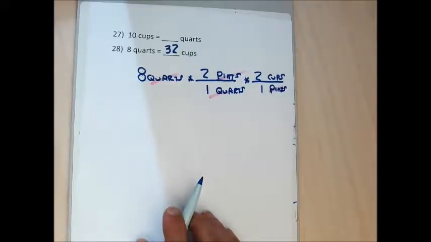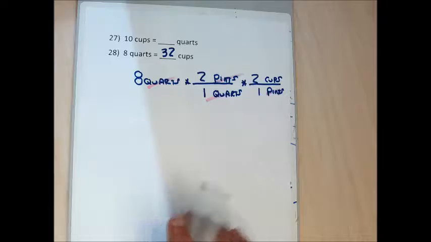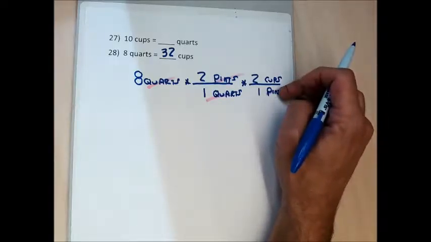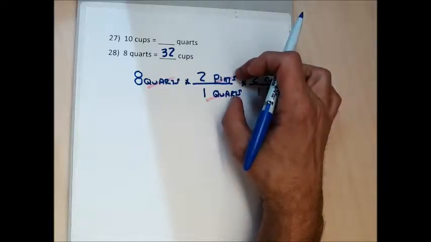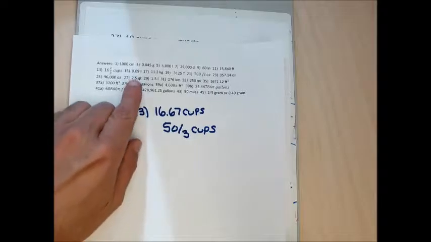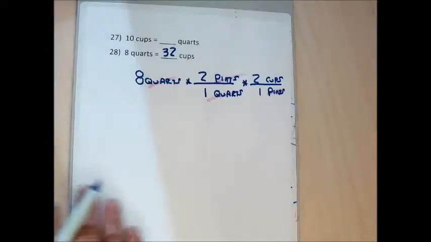When you go to do problem 27, your fractions might be upside down. Your first fraction's probably going to have cups in the denominator, pints in the numerator. Your second fraction's going to have this one flipped over. And when you get done with problem 27, I'm expecting 2.5 quarts.